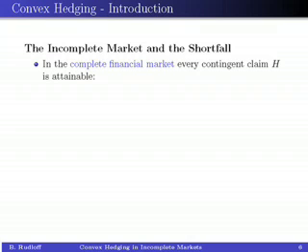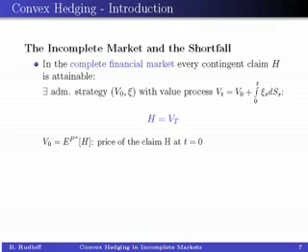So we know that in a complete market, we can always perfectly replicate a claim. So if we have a random payoff at time capital T, we will always find an admissible strategy such that the replicating portfolio at time capital T will perfectly match the payoff of the option. So we have a replicating portfolio with initial capital and a hedging strategy. And we know that in the complete market, the price of the option is the expectation of the claim with respect to the equivalent martingale measure, which is unique.